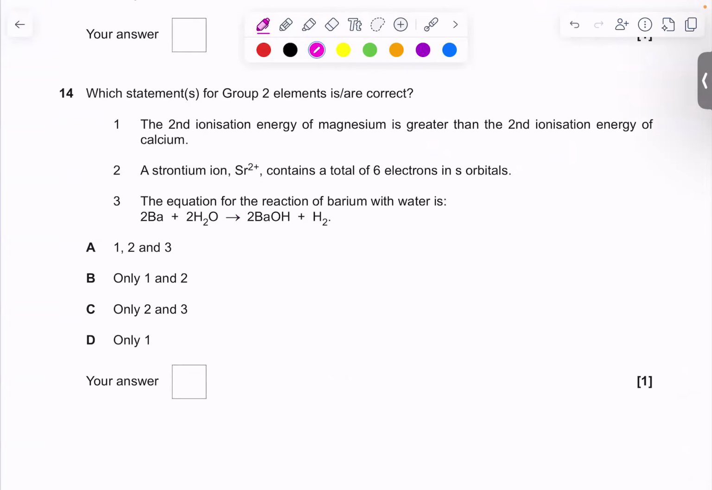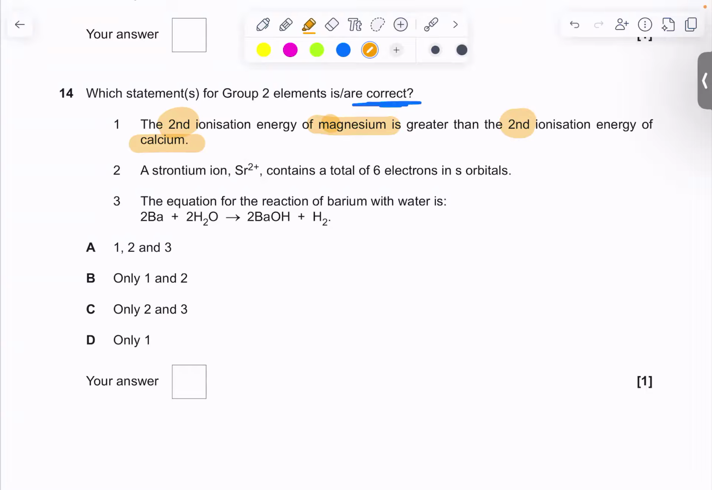The second ionization energy of magnesium is greater than the second ionization energy of calcium. All right. First of all, they are asking for the correct statement, so we need to look at magnesium and calcium and keep in mind the second ionization energy. In the data booklet, are the ionization energies given?